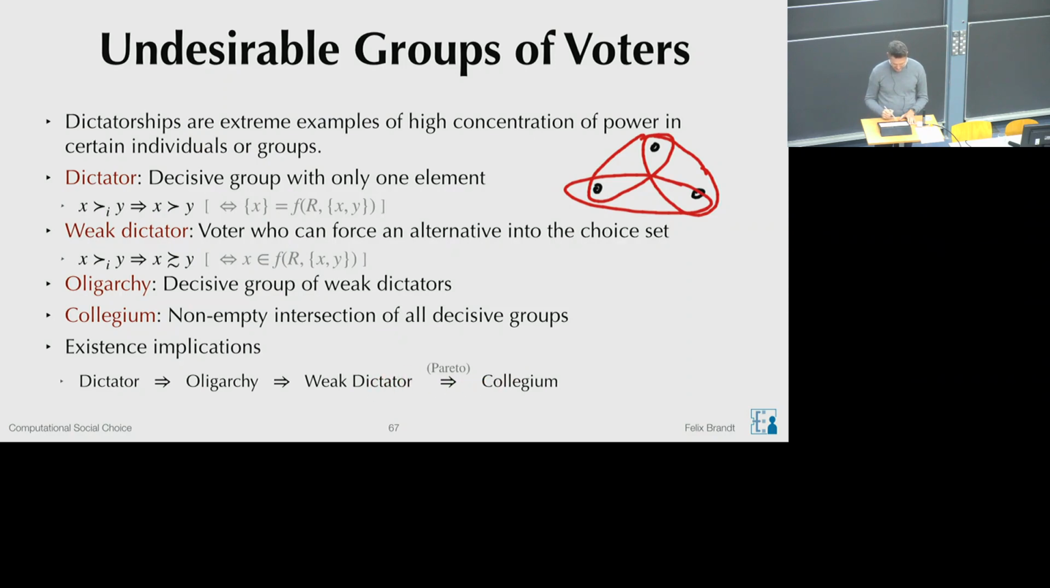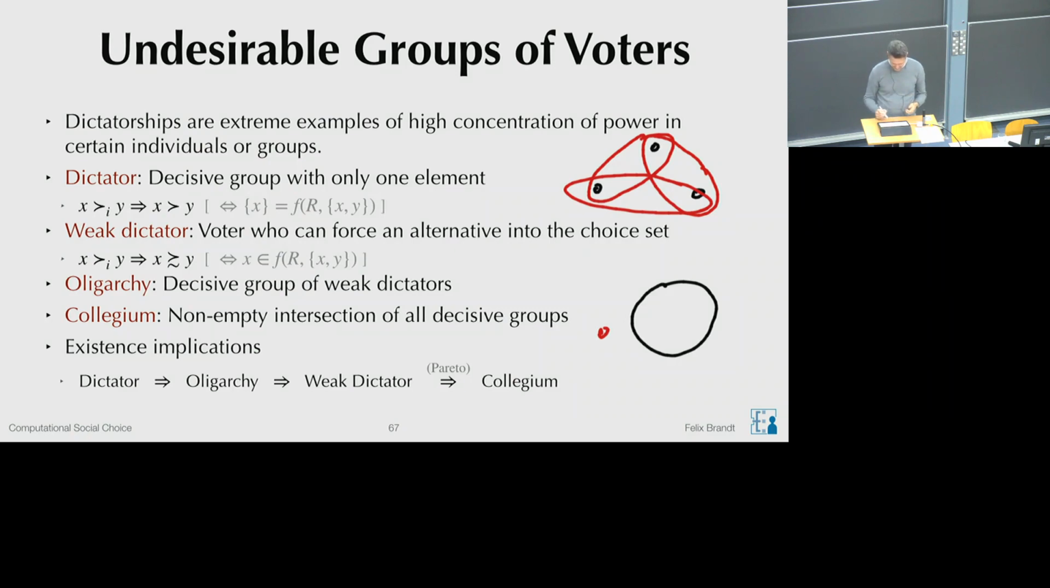And why is this the case? Well, let's just assume there is a weak dictator, so that's this guy here, who is a weak dictator, so he can make sure that we have a weak preference, or that some alternative is enforced into the choice set. And then there's a decisive set in which this voter is not contained. Okay, then just by setting the preferences appropriately, it's really just like saying there are two different dictators.